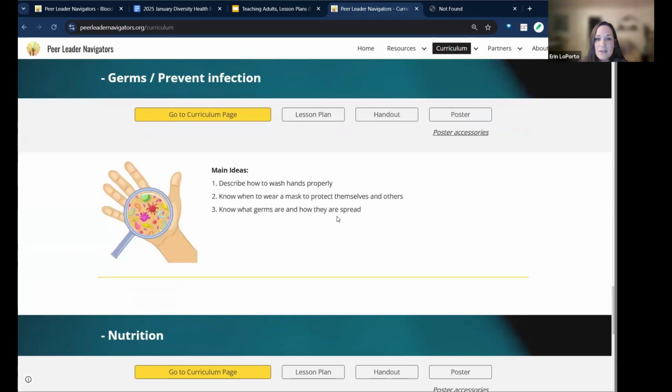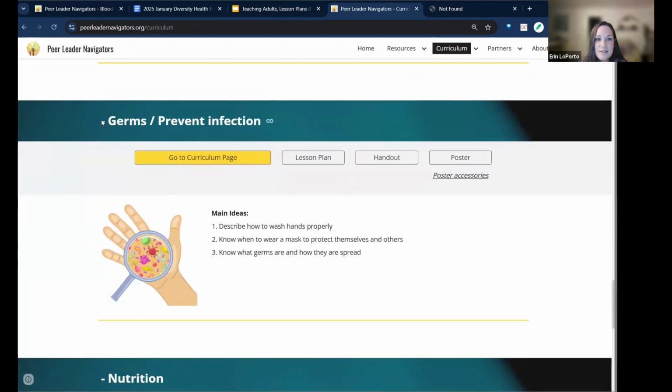Yes, thank you. And then we go a little bit deeper here. So the first lesson for germs and preventing infection is learning how to wash your hands properly, when to wear a mask to protect yourself and others, and then knowing what germs are in the first place and how they spread, and how to prevent that spread. And then the deeper level is you go a little bit more into infection.